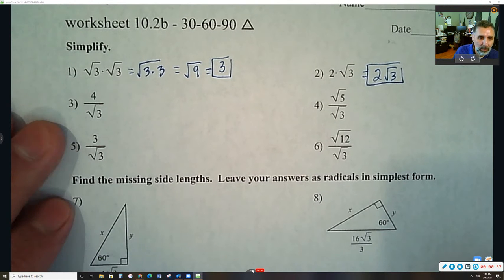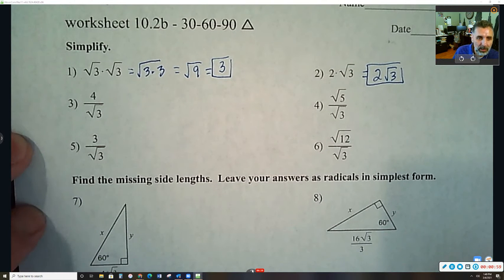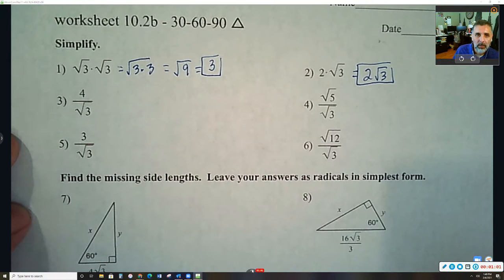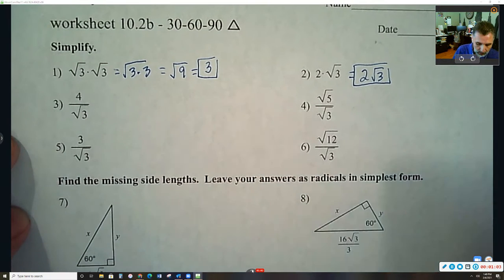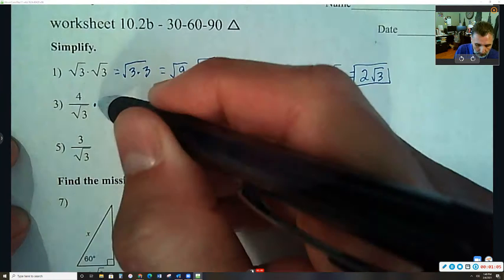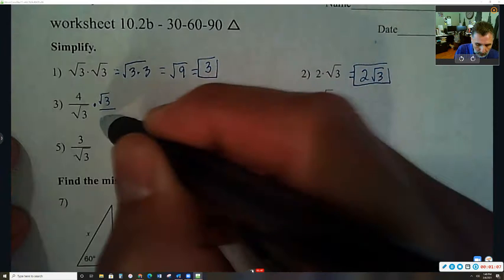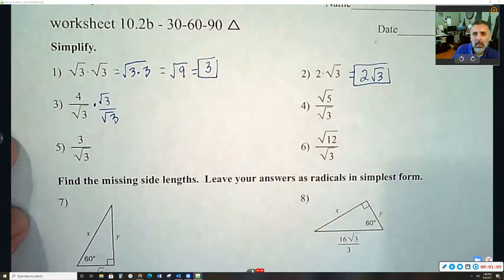And then number 3, whenever you have square roots in the denominator, we want to get rid of those. And the way we do that is we multiply the numerator and the denominator by the square root of 3.